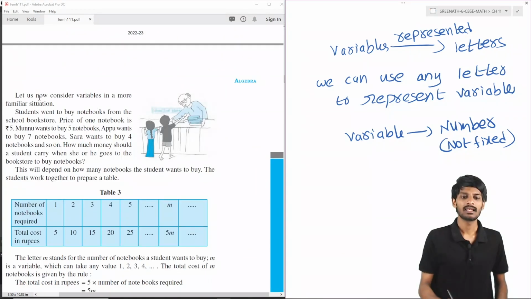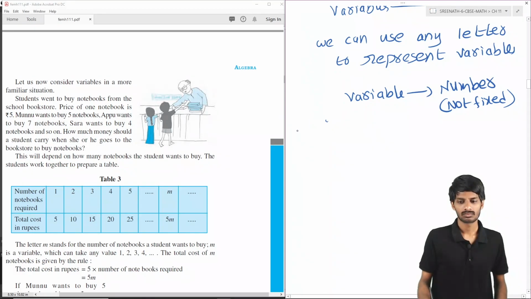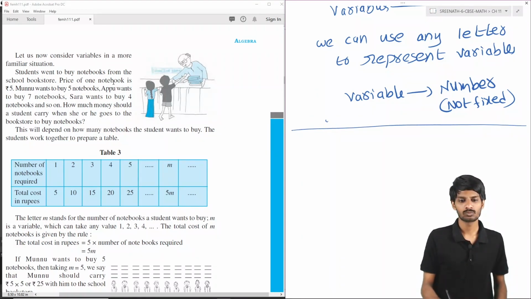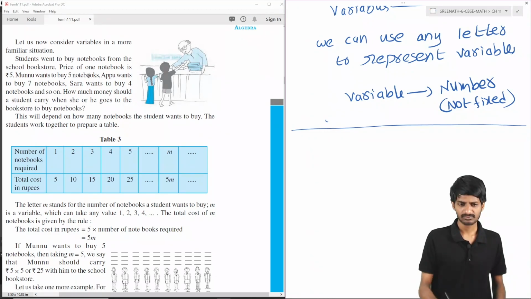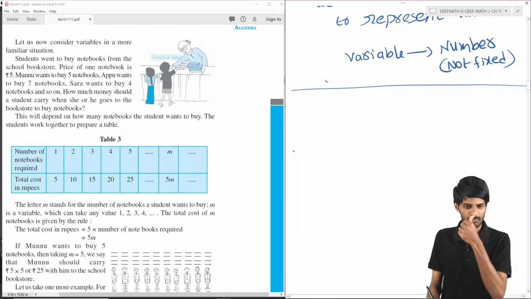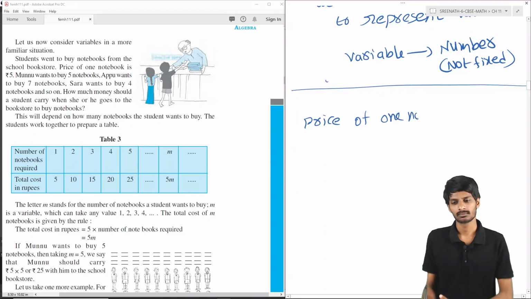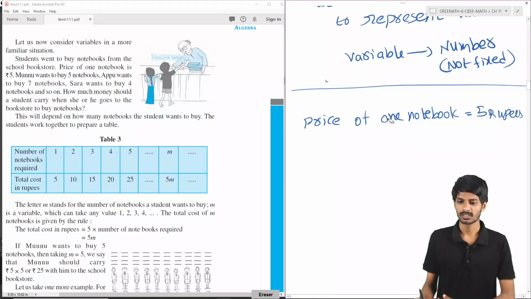Okay students, let us consider variables in a more familiar situation, students. So students went to buy notebooks from the school bookstore. Price of one notebook is 5. So students went to the school bookstore, and they have bought the books. So the price of one notebook is equal to 5 rupees, students. Price of one notebook is 5 rupees.